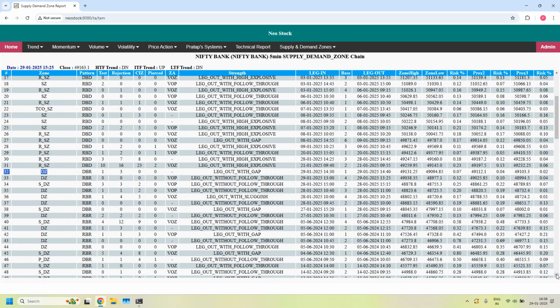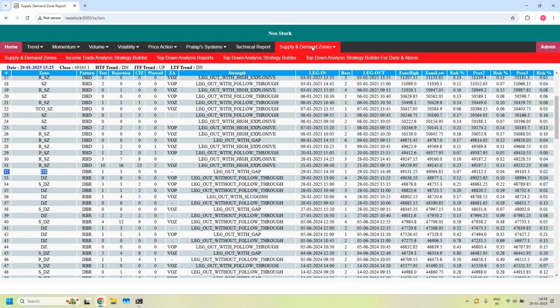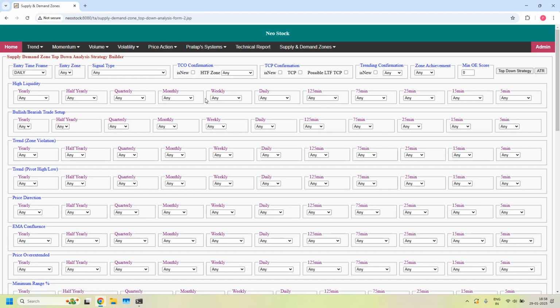Okay, this is about Bank Nifty supply demand zone chain. Next set of reports are about bullish and bearish trade setups for monthly, weekly and daily income trades. So monthly income trade bullish trade setup, entry time frame is daily, entry zone demand zone.